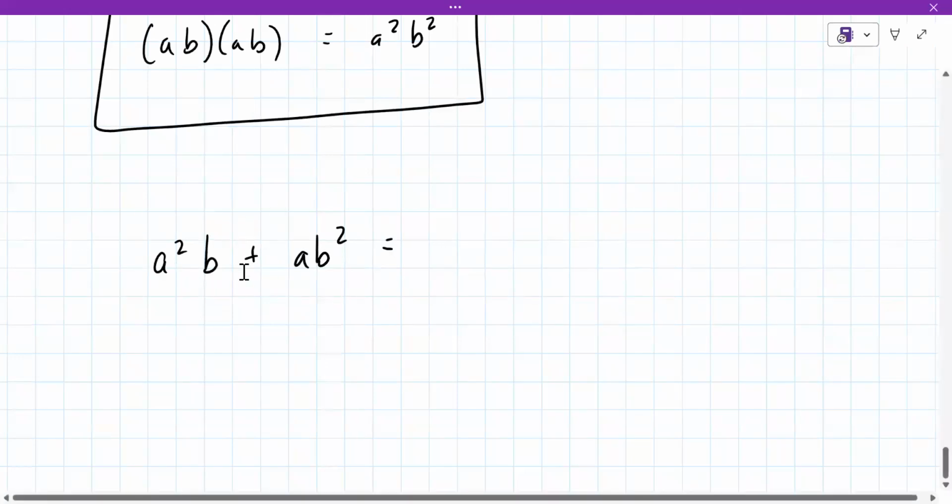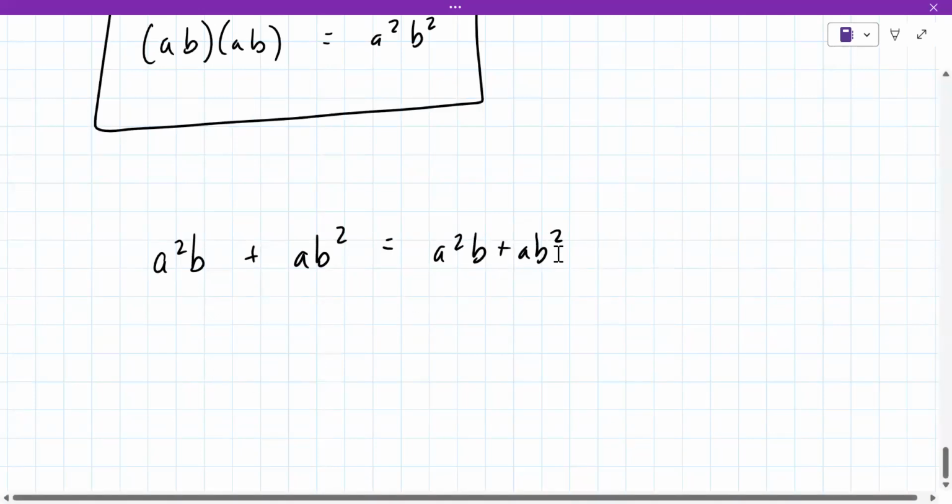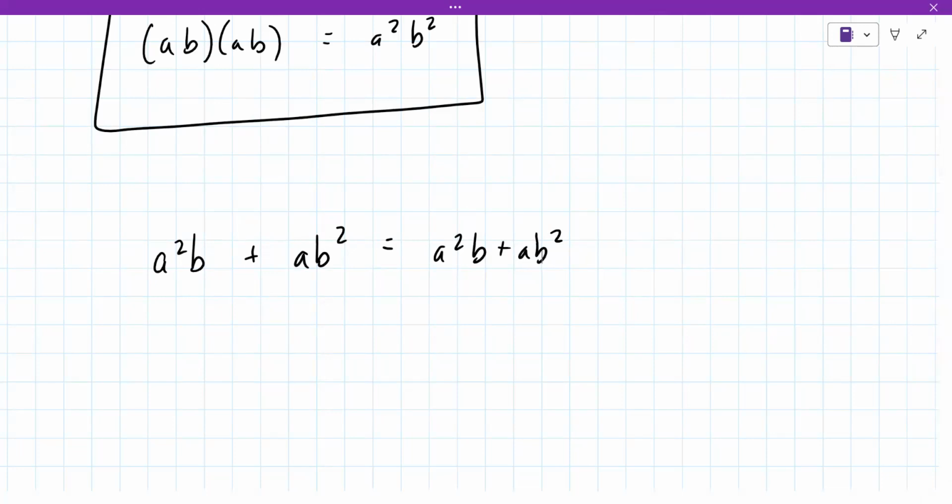Now sometimes they interact, but what is A squared B plus AB squared? Basically, can these combine? No. It's the same thing. It's A squared B plus AB squared. So they can only combine when they're exactly the same. And your teacher's giving you some problems like this.